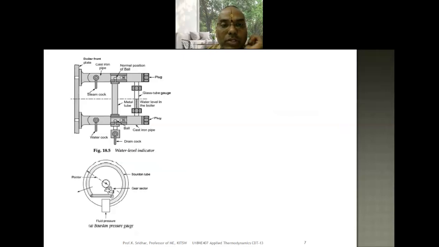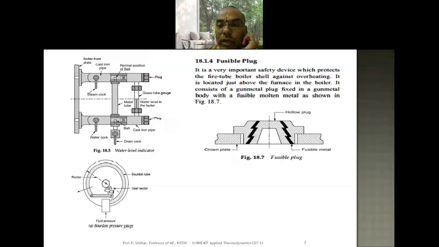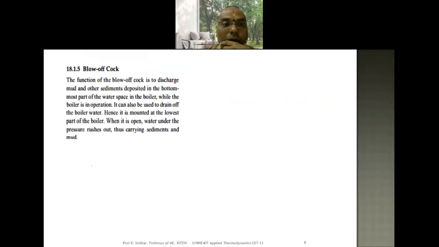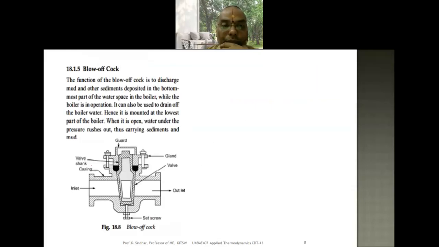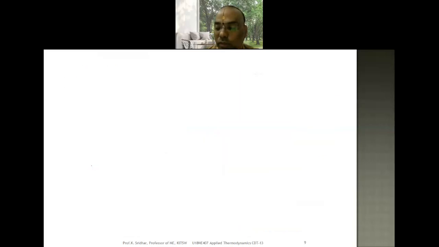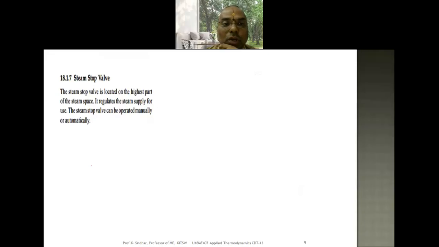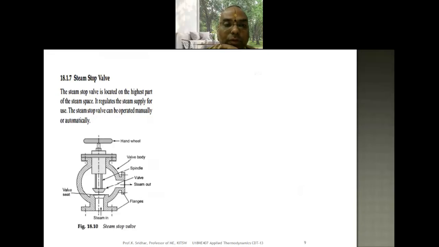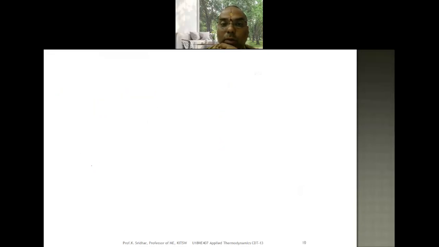Similarly, I'm showing what are the various boiler mountings which are available. It is a water level indicator, and it is a Bourdon pressure gauge, and it is a fusible plug, it is a blow off cock, it is a feed check valve. Just now I explained what are the functions of all these things. Now I am showing the figures. The manhole and mud box.